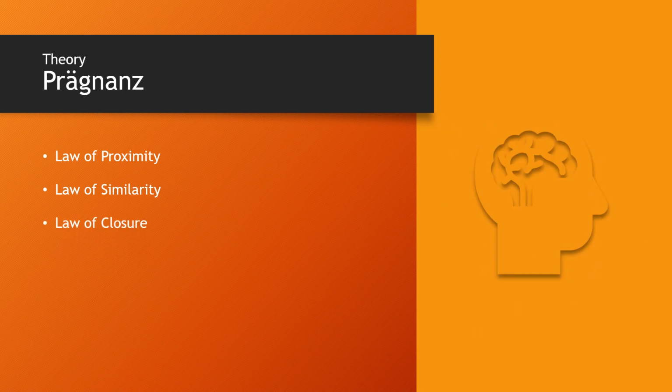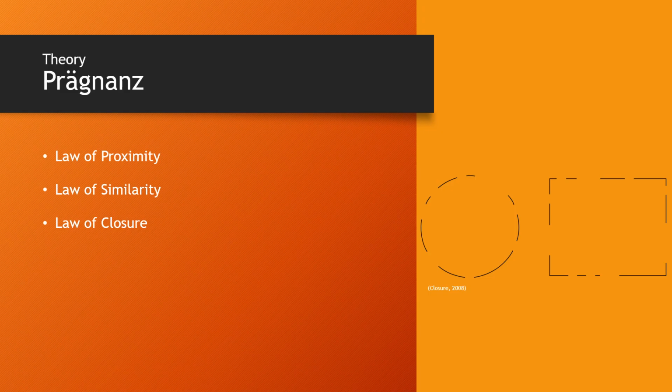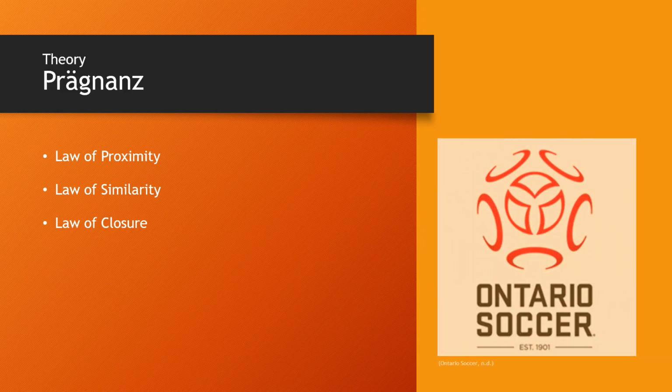The law of closure is related to reification. Remember, reification is the tendency to first consider an object as a whole before perceiving its parts. The law of closure states that our perception fills in the gaps to make a complete object, as seen in this example. We don't see random images, but rather we see a circle and a rectangle. In this contemporary example, what do you see? Unrelated shapes or a soccer ball?